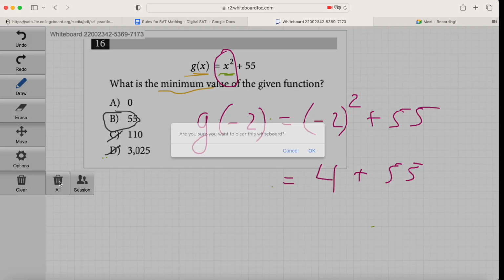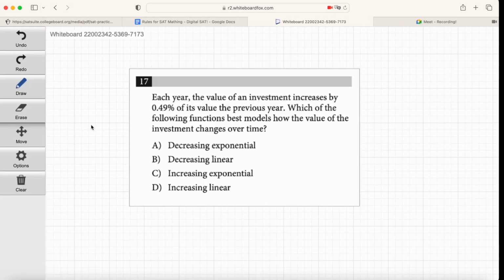Let's do a few more questions here. All right, go and read question number 17. I think we were just discussing this concept, actually. Each year, the value of an investment increased by 0.49% of its value in the previous year. Which of the following functions best models how the value of the investment changes over time?